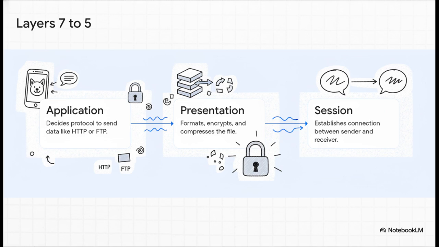This is where the magic happens to ensure the photo will actually be readable by Max's phone, handling vital stuff like file compression so it sends faster and encryption for security. Finally, it hits Layer 5, the session layer. This layer's only job is to establish and maintain an uninterrupted connection between Sarah's app and Max's app while all this data is being prepped for transport.